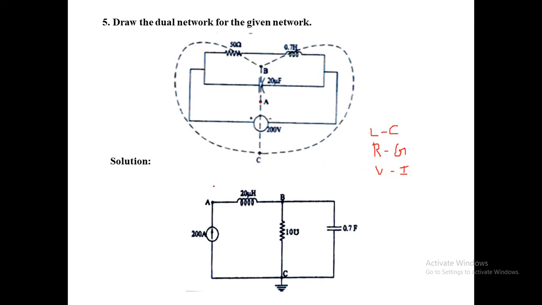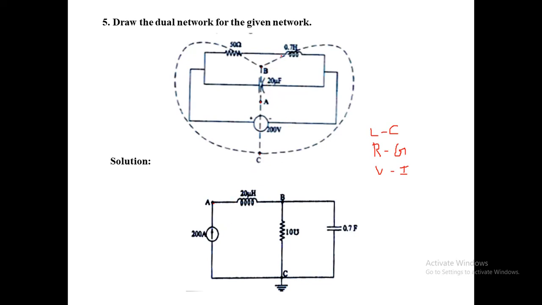Here, first we have to mark this node A and then node B. Between nodes A and B, it is having capacitance, we have to convert it into inductance. We know that capacitance is converted into inductance. A to B, we have to draw one inductance. Next, this A to C, here we know that C is the ground. A to C, it is having one voltage, we have to convert it into current. Next, these two are connected in parallel, we have to draw it as series. Parallel is converted into series.